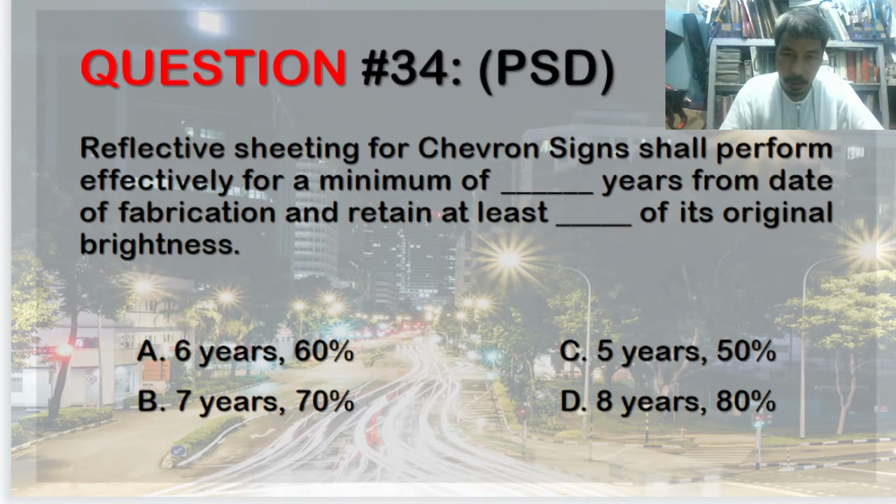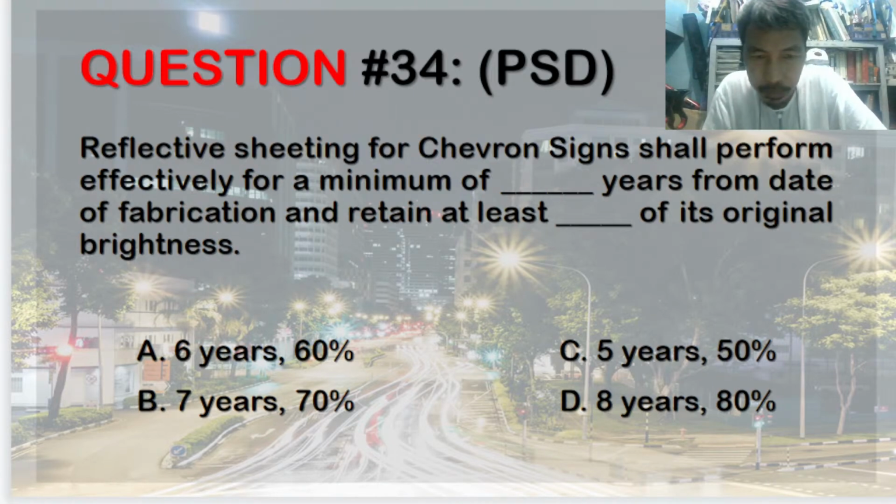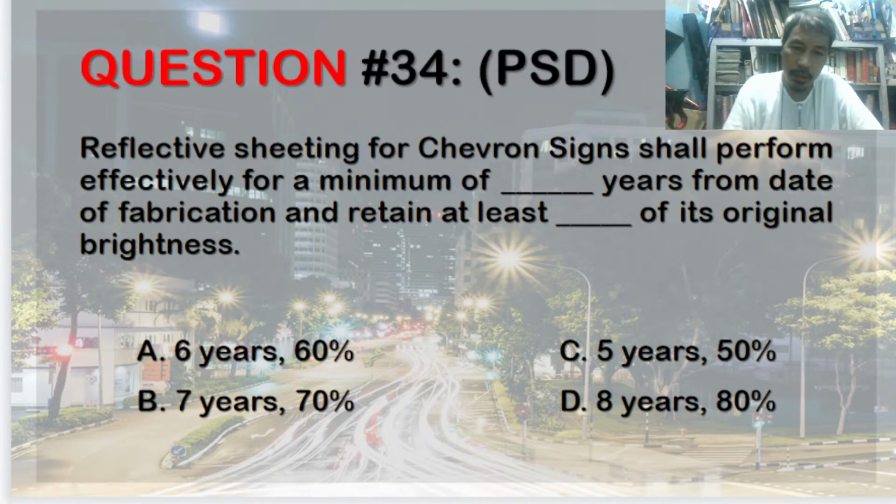So that is effective for a minimum of blank years from the date of publication and retain at least blank percent of its original brightness. Okay, what is the answer? A, 6 years, 60%, B, 7 years, 70%. So I think the answer is B, 7 years, 70%. Okay.